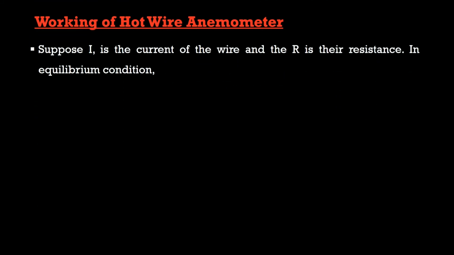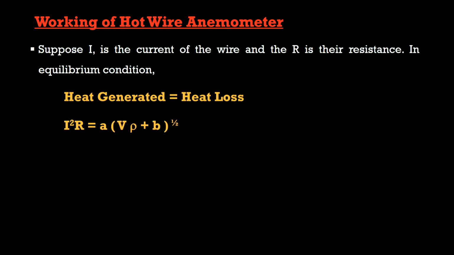Suppose I is the current of the wire and R is its resistance. In equilibrium condition, we can say that heat generated is equal to heat loss. So I squared R, that is heat generated, is equal to heat loss. As we saw earlier, heat loss is equal to A times the square root of (Vρ) plus B. So from this equation we can say that V is equal to ((I⁴R²/A²) minus B) divided by ρ.